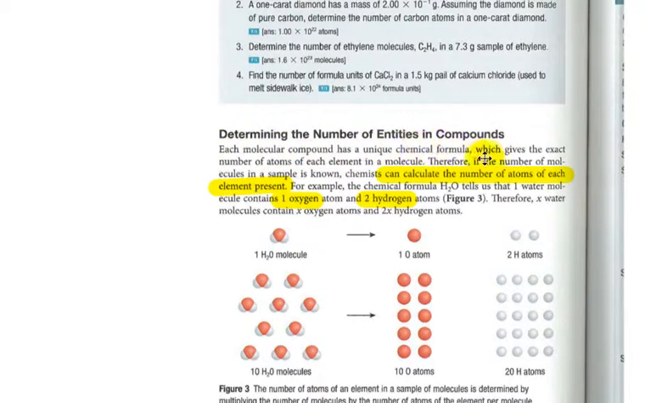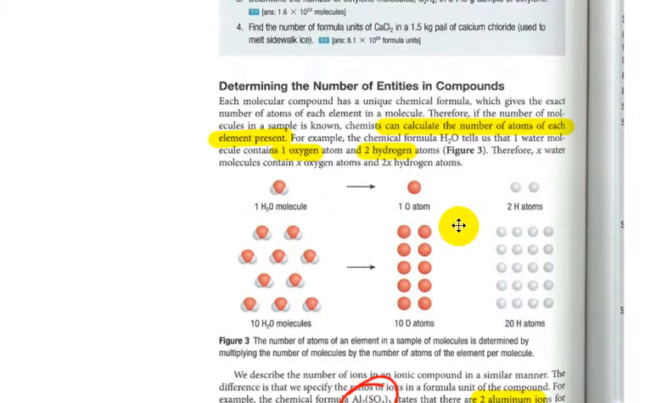So each molecular compound has a unique chemical formula which gives the exact number of atoms of each element. Therefore, if the number of molecules is known, then you can figure out the number of atoms of each element present. So for example, in one molecule of water, you know that there's 2 atoms of hydrogen and 1 atom of oxygen. So you know it's a 2:1 ratio here. If we had 10 molecules of water, you'd have 10 atoms of oxygen and 20 atoms of hydrogen because of what a water molecule consists of: 2 hydrogen for every 1 oxygen.